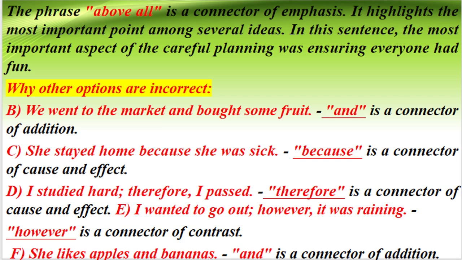B. We went to the market and bought some fruit. And is a connector of addition. C. She stayed home because she was sick. Because is a connector of cause and effect. D. I studied hard, therefore I passed. Therefore is a connector of cause and effect. E. I wanted to go out. However, it was raining. However is a connector of contrast. F. She likes apples and bananas. And is a connector of addition.